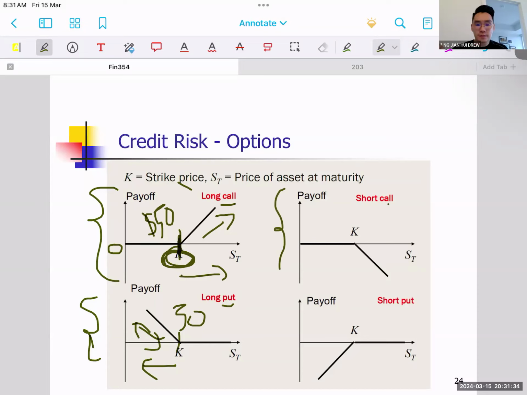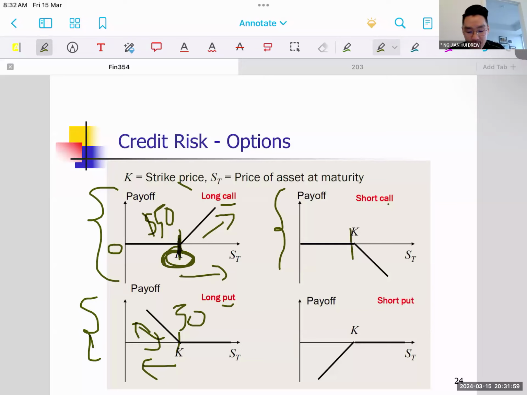Short means you are not holding the option. You're going to short it, right? You're going to sell the option. That's right. You're going to sell the call position. The call position is to buy, right? So when you short the call position, what's happening here?